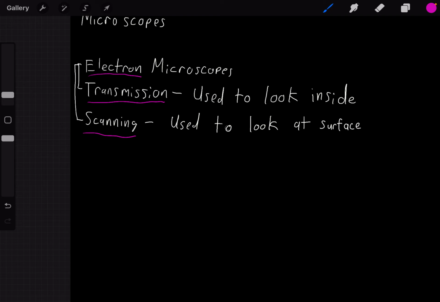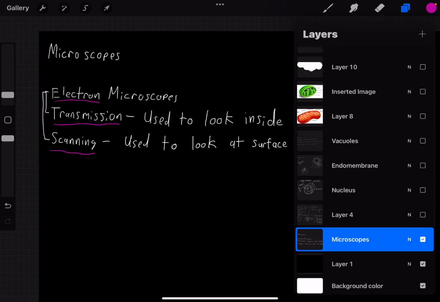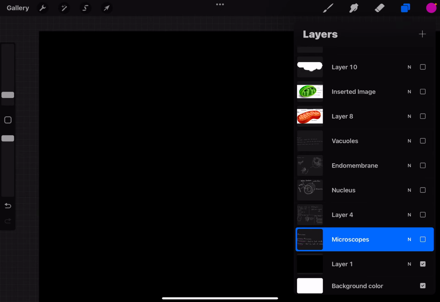So just remember, scanning is just to scan the surface. You're not looking inside it. And transmission is just going inside and looking at what's inside. That is it about microscopes.